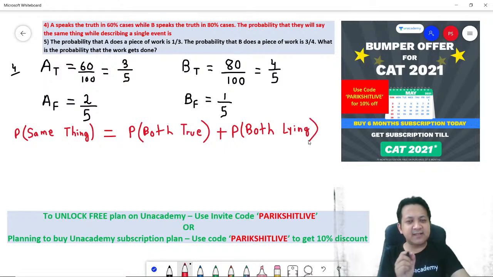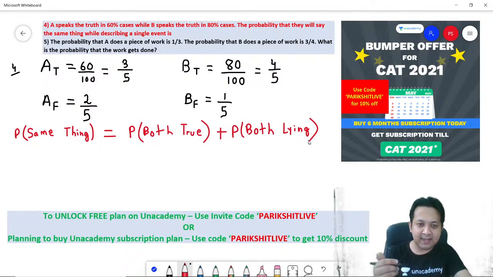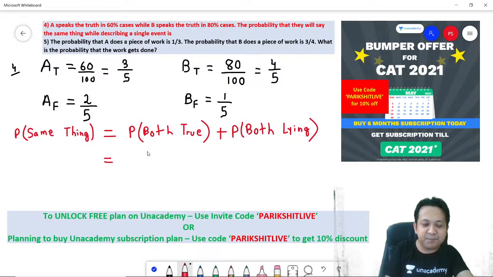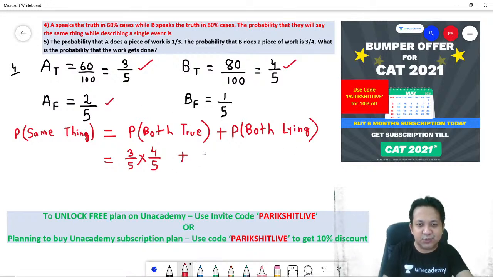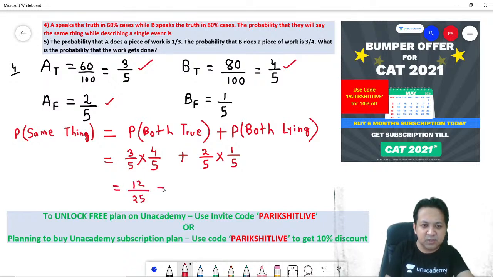What is the probability of saying the same thing? It is when both of them speak the truth, that's one scenario, or if both of them together lie. Perfect. Let's say both of them speak the truth. A speaking the truth is 3 by 5 and B speaking the truth is 4 by 5. Or both lying. The probability of A lying is 2 by 5 and the probability of B lying is 1 by 5. Please do the calculations. 12 by 25 plus 2 by 25. So how much do you get? Your answer is 14 by 25.